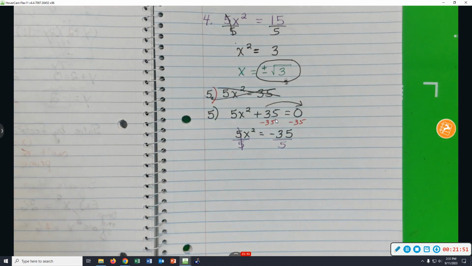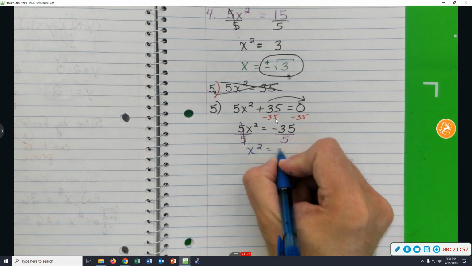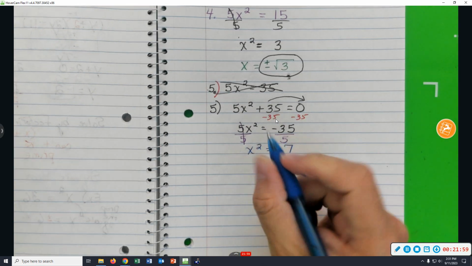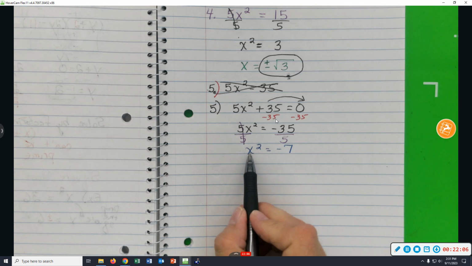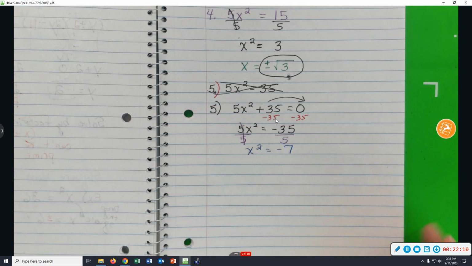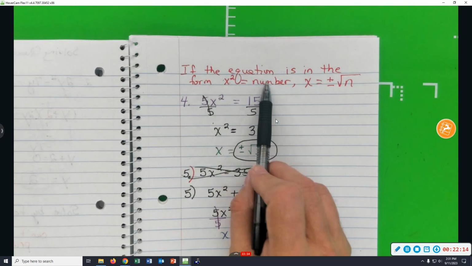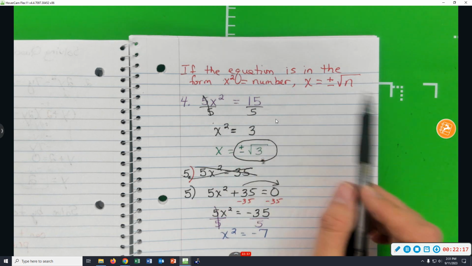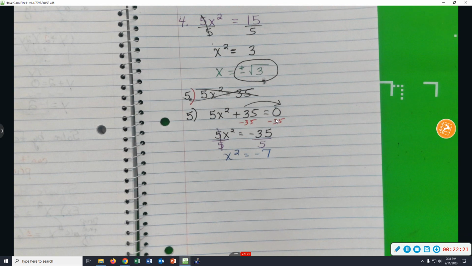And we have x squared equals negative 7. X squared equals negative 7. So now let's get the x by itself, or get rid of that square. What you're basically doing is theoretically taking square roots of both sides. So if x squared equals a number, x is plus minus the square root of that number.